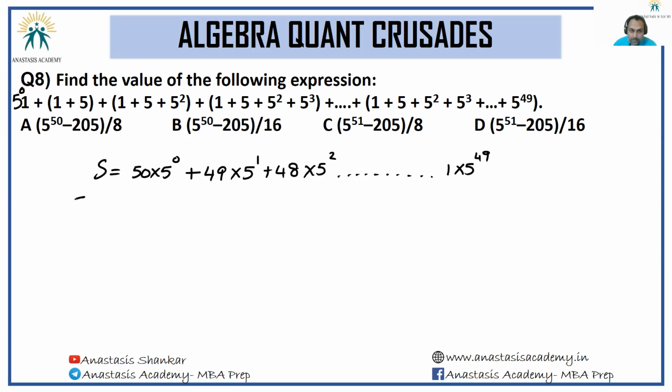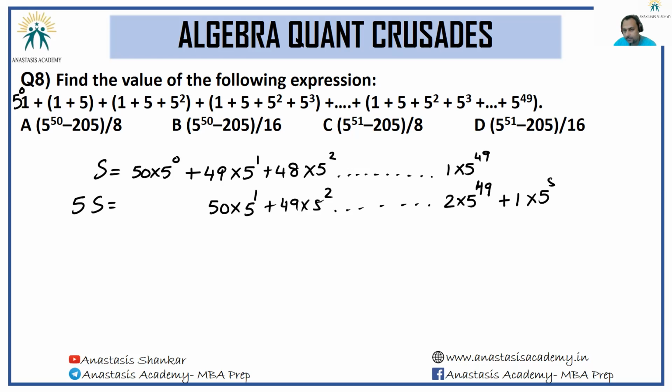I have to multiply it by 5 now. 5S will be equal to 50 into 5 raised to the power 1 plus 49 into 5 raised to the power 2, and so on, 2 into 5 raised to the power 49, and finally plus 1 into 5 raised to the power 50. This is what we are getting.